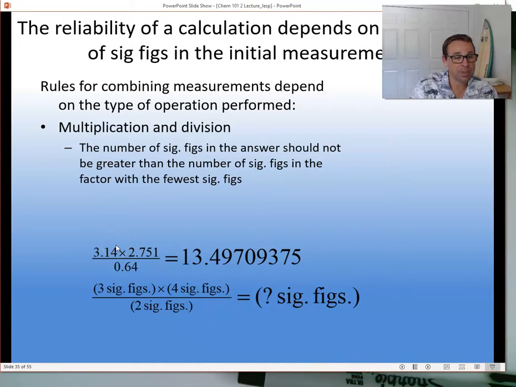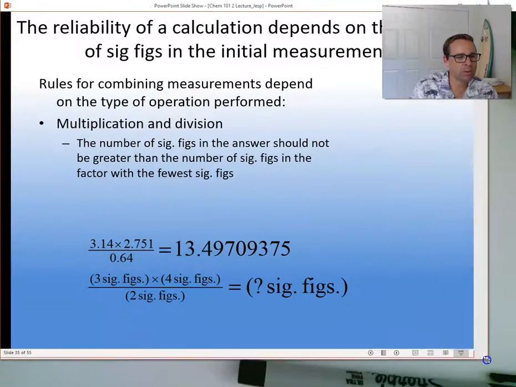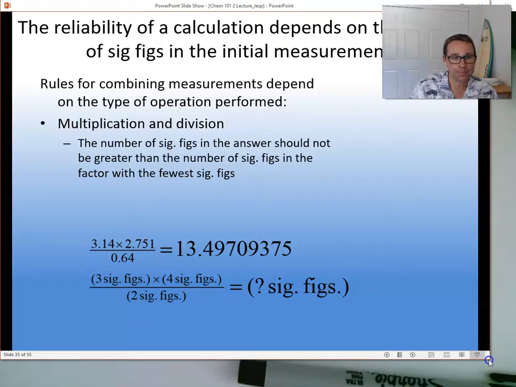So here's an example. If I put in my calculator 3.14 times 2.751 divided by 0.64, then the answer that the calculator says is 13.49709375. All right? But when we report the number, we want to let the other scientists who are going to be reading the value have a feel for the accuracy of the number. And so we want to make sure that we have the correct number of significant figures reported.